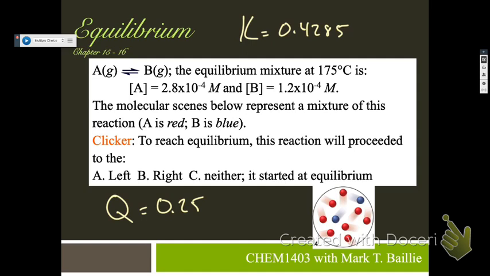Q is less than K, so it's reactant phase. Well, right now we have more reactants compared to products compared to our equilibrium. So what has to happen for Q to migrate towards equilibrium?